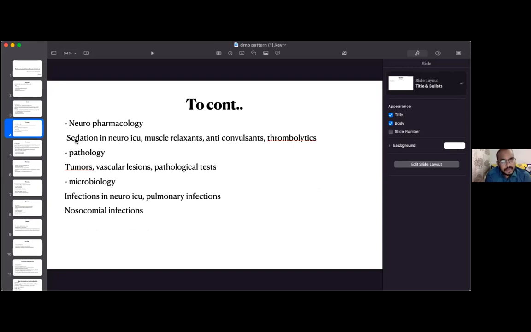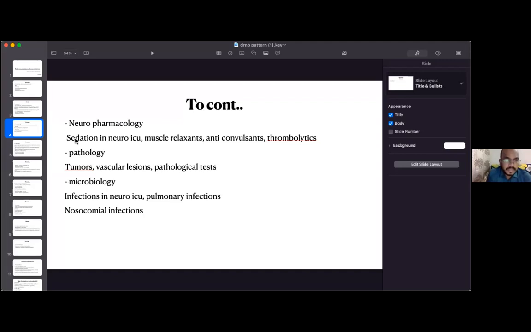Then pharmacology, where mainly dexmedetomidine has been asked. Even in practicals, this is a favorite topic, where they have a separate station for drugs, and 25 marks are dedicated to drugs. Drugs include everything: anti-epileptics, drugs used in anti-edema measures like 3% saline, mannitol, barbiturates, propofol, and muscle relaxants like vecuronium and atracurium. You should be thorough in all this.